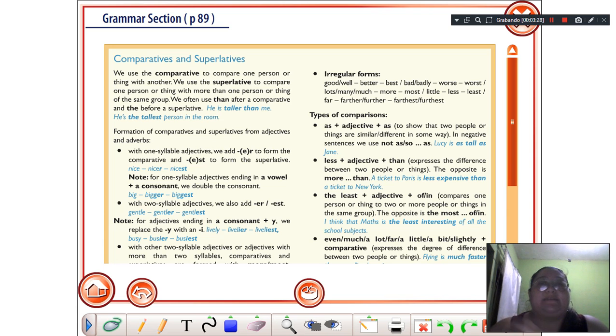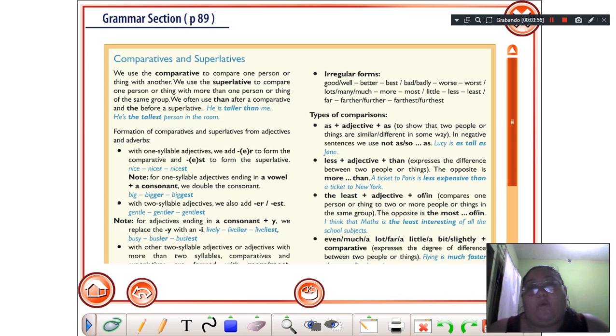Remember the as, adjective, as. Okay, to show that two people or things are similar or have a lot of difference in the same way. Okay, and in negative form it is not as. Okay. Cuando vamos a utilizar el as, adjetivo as, es porque las cosas, animales o personas son muy similares o demasiado diferentes, ¿ok? Para la negación utilizamos not.